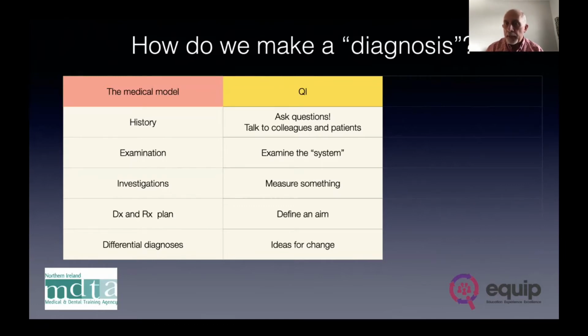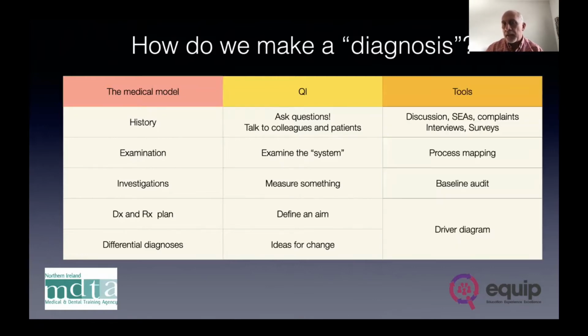The next step is to measure something that reflects on if our system is working. And from that, then we can come to the stage where we might begin to define a plan and start to implement some of our ideas to change. And so there's a series of tools that help us do that. So as part of the history taking, there's the process of looking at our significant events or even our complaints processes, having discussion with colleagues, maybe even formally having interviews with patients or doing surveys.